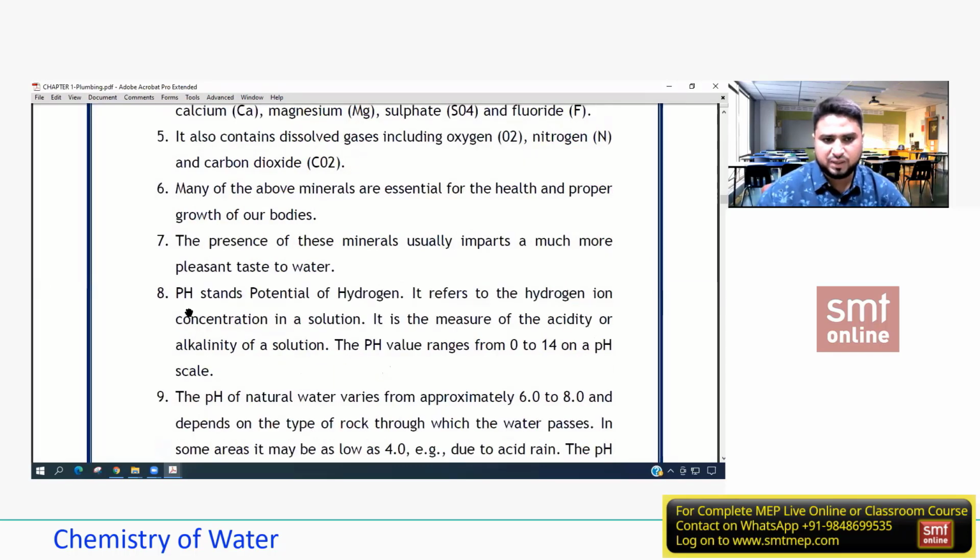pH, let's see what is pH. pH stands for potential of hydrogen. It refers to the hydrogen ion concentration in a solution. It is the measure of the acidity or alkalinity of a solution. The pH value ranges from 0 to 14 on a pH scale.